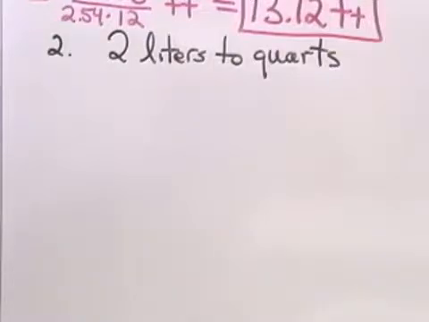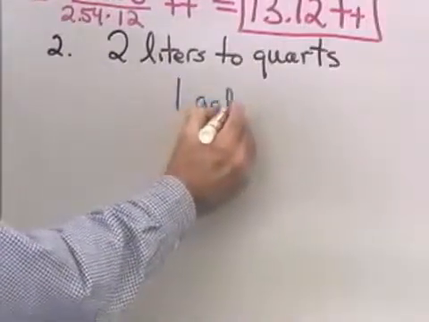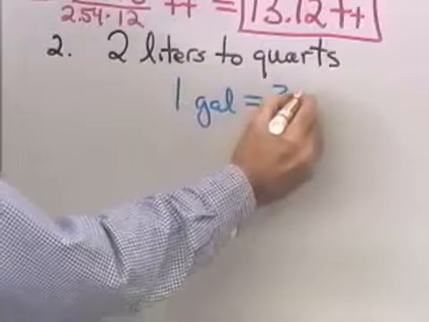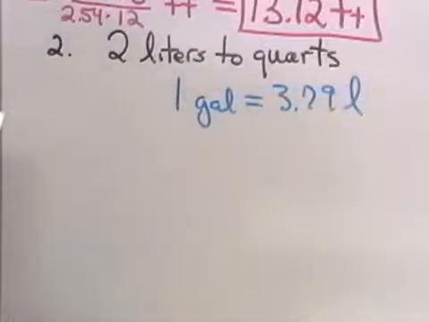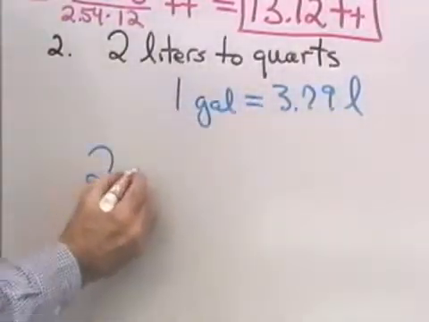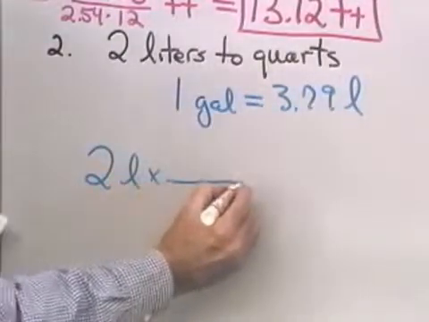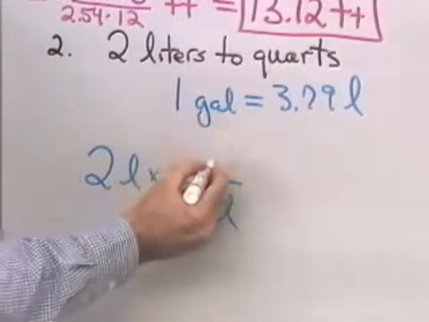This time I want to go from 2 liters to quarts. So I want to convert 2 liters into quarts, and this is the conversion factor I have. 1 gallon is equal to 3.79 liters. I want to go from liters to quarts. So I'm going to start here with 2 liters. I'm going to multiply by a conversion factor that will allow liters to divide out, and I'll go directly to gallons.